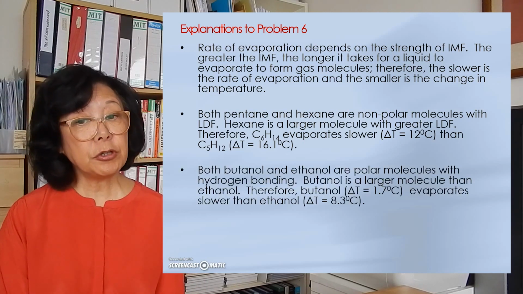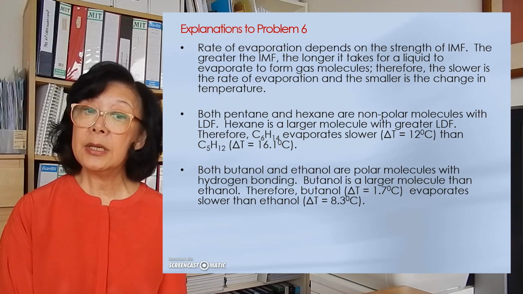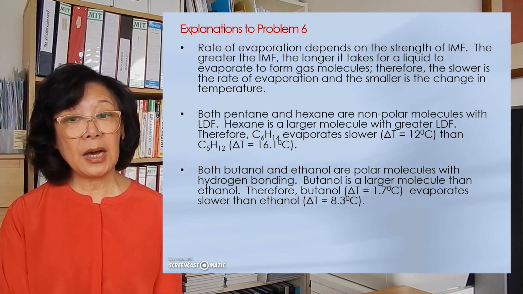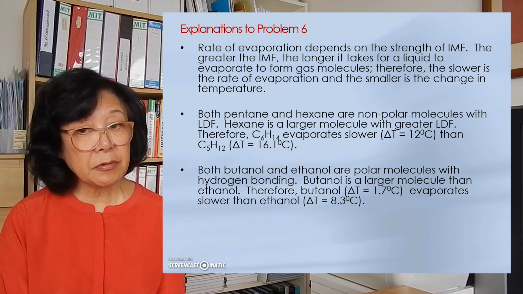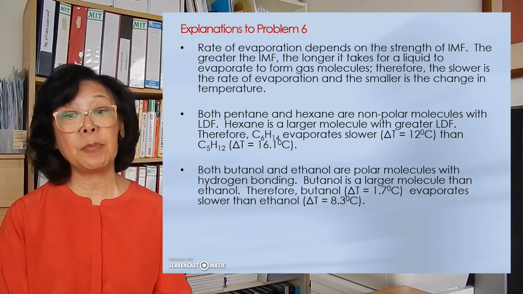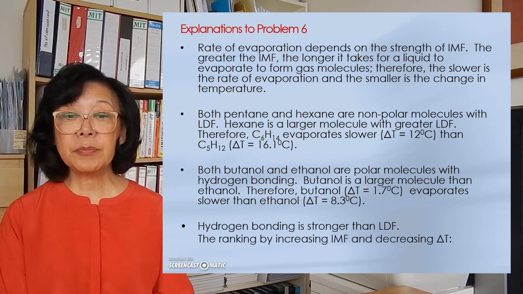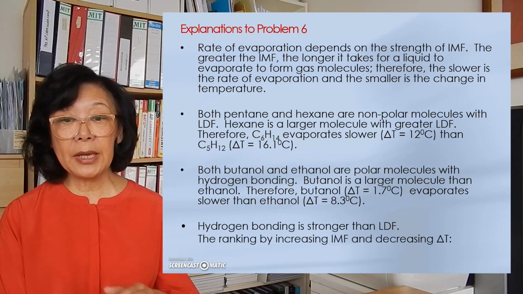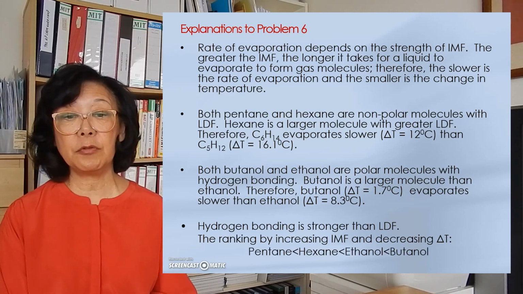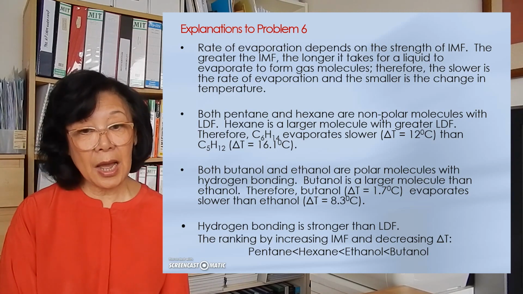Now, when we look at butanol and ethanol, they are both alcohols, polar molecules with hydrogen bonding. But butanol is a larger molecule than ethanol, and therefore it has a smaller delta T of 1.7 degrees C. It would evaporate slower than ethanol, with a delta T of 8.3 degrees C. So to sum it up, hydrogen bonding is stronger than LDF. The ranking by increasing intermolecular force and decreasing delta T would be butanol greater than ethanol, greater than hexane, greater than pentane.